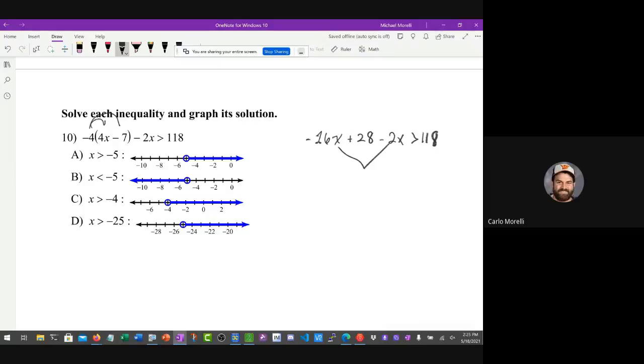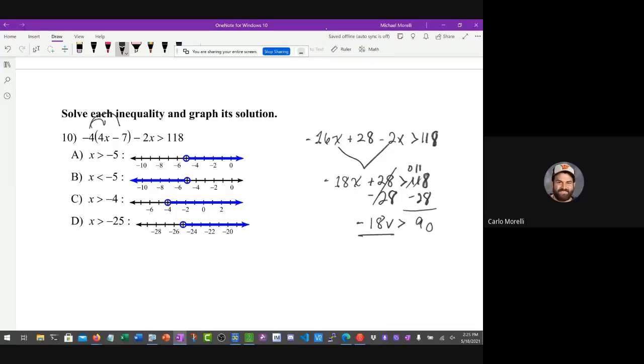Combine like terms, negative 16 and negative 2 are negative 18x plus 28 greater than 118. Now I'm going to subtract 28 from both sides. So I've got negative 18x greater than 8 minus 8 is 0. Borrow here, make this 11. 11 minus 2 is 9. So negative 18x greater than 90.